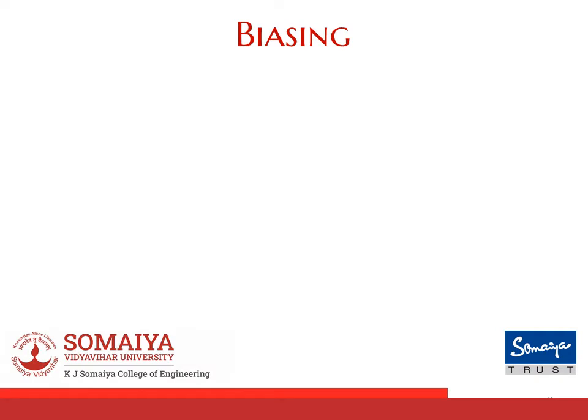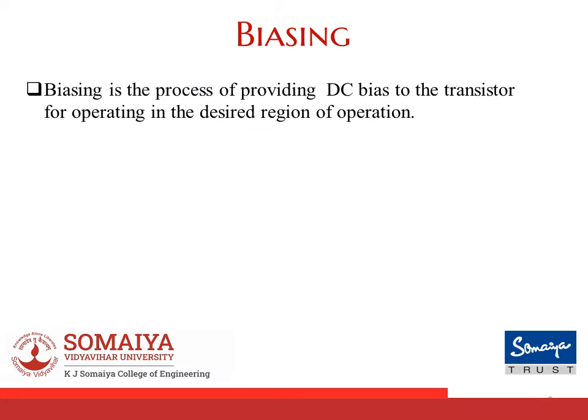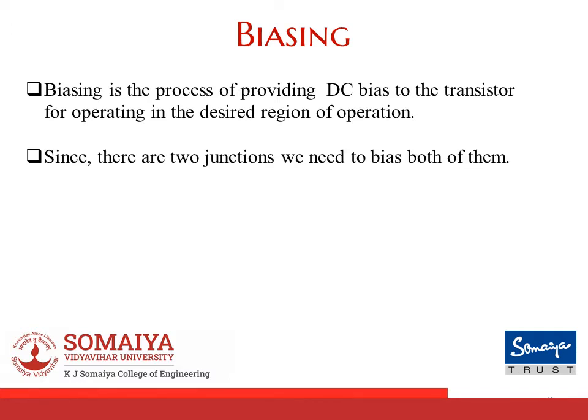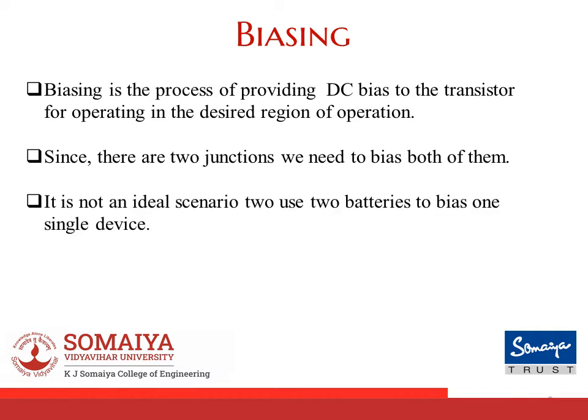Before we start off with biasing circuits, let's look into the concept of biasing. Biasing is the process of providing DC bias to a transistor for operating in the desired region of operation. Since there are two junctions, we need to bias both of them. It is not an ideal scenario to use two batteries to bias one single device. Hence, there are different biasing techniques to bias both the junctions using one single DC source.